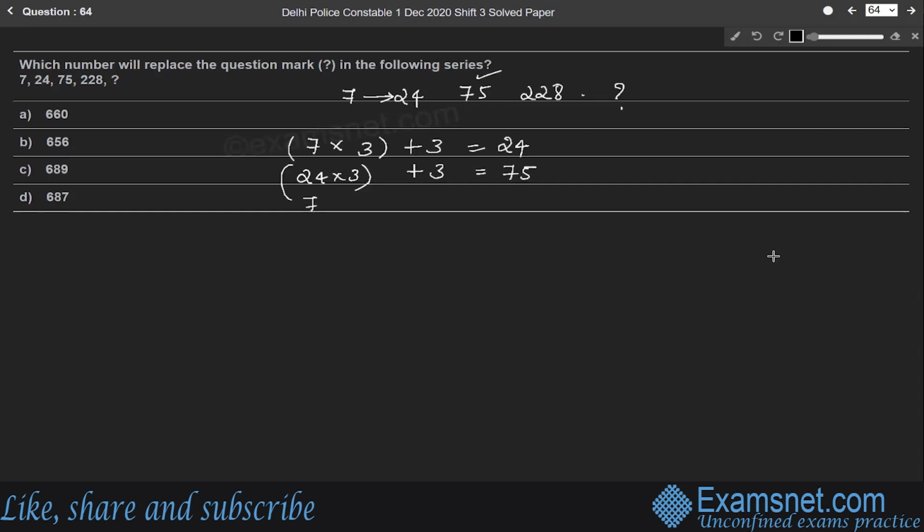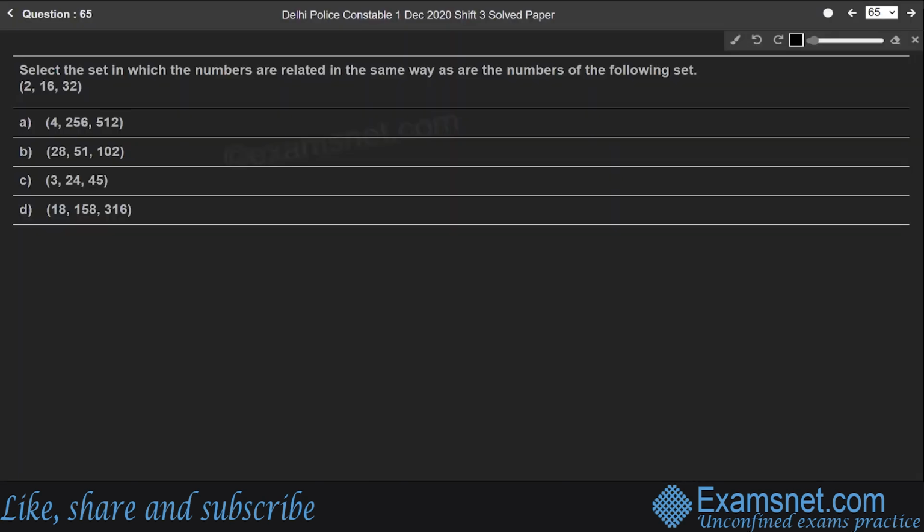Similarly, 75 into 3 is 225, plus 3 is 228. Similarly, 228 into 3 is 684, plus 3 is 687. Therefore, the correct answer is option D.